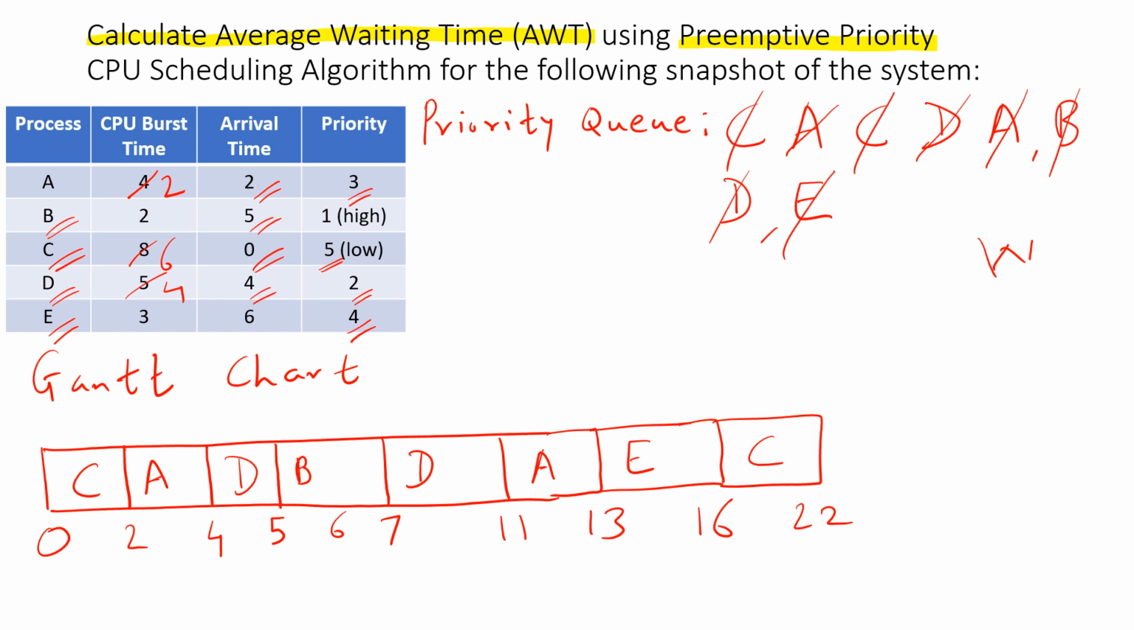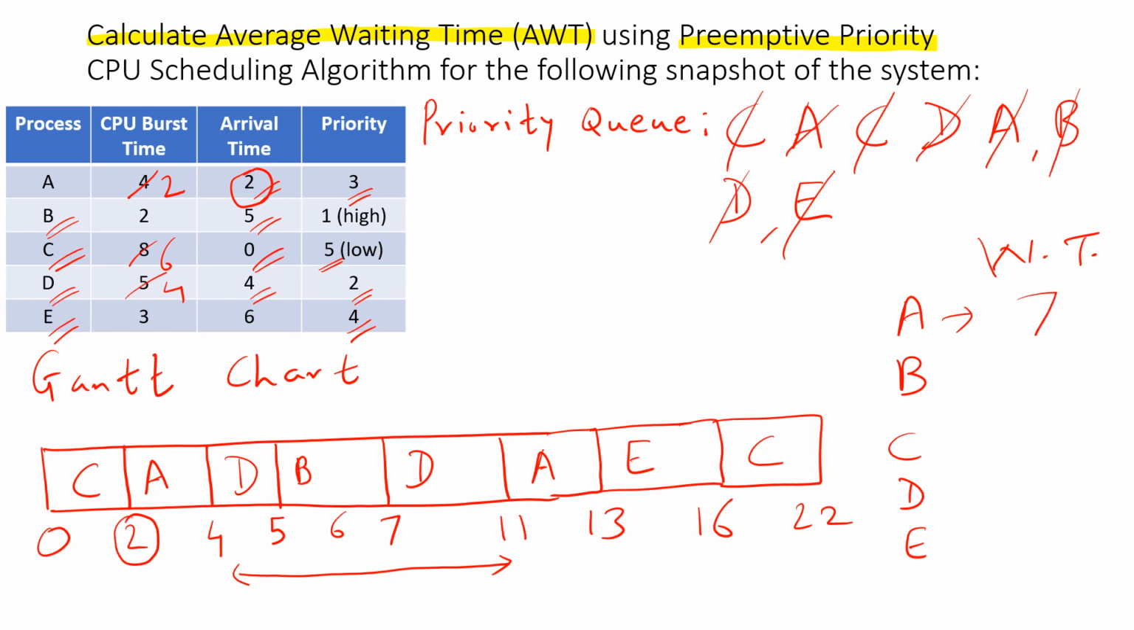Now let's calculate the waiting time for A, B, C, D and E. Let's calculate for A. A came at 2, got CPU at 2, but didn't finish. From 2 to 4 it used the CPU, but then from 4 to 11 it was waiting. So the waiting time for A happens to be 7. Okay, 4 to 11, that is 7.